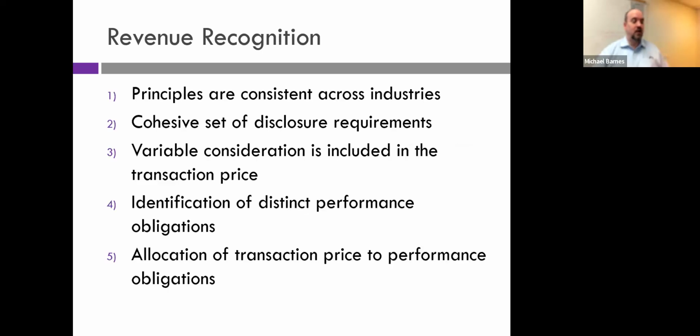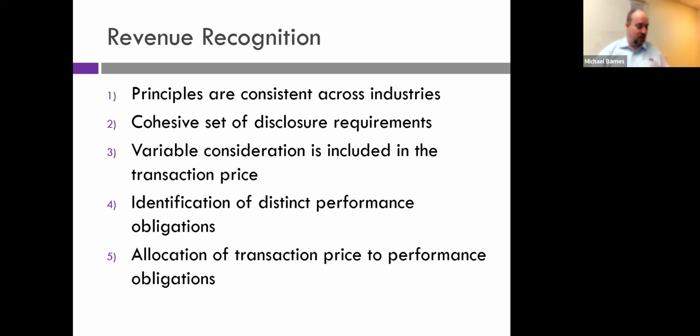So revenue recognition, the principles are consistent across industries. There's a cohesive set of disclosure requirements. Variable consideration is included in the transaction price. So anything that's included as a part of the cost of providing the goods could also be included in the transaction price. Identification of distinct performance obligations and allocation of transaction price to performance obligations. So that's basically our 5 steps in revenue recognition.